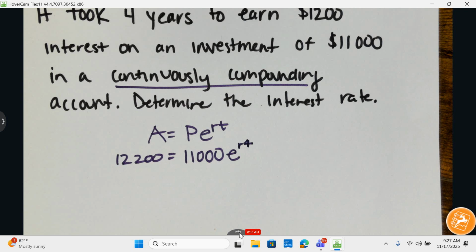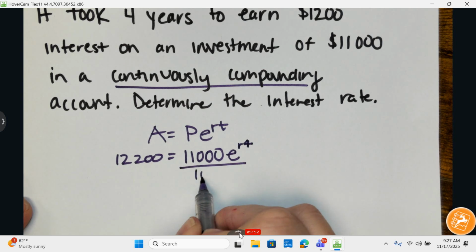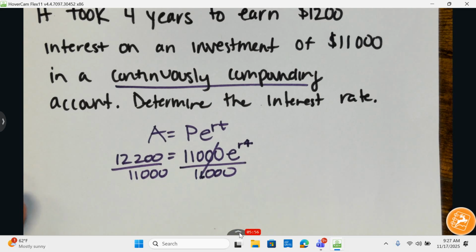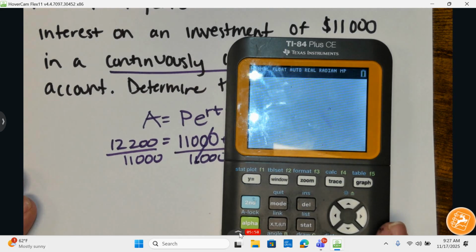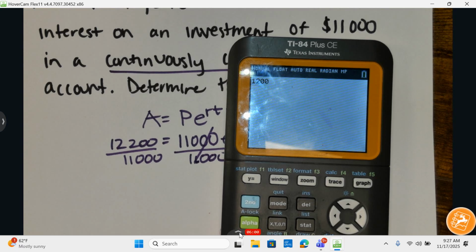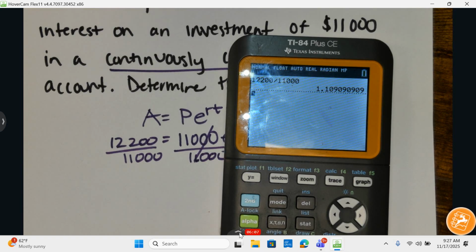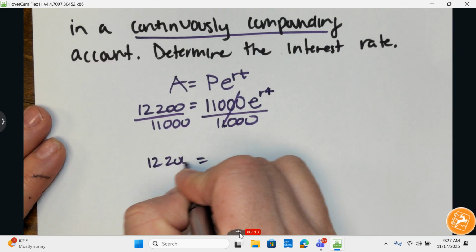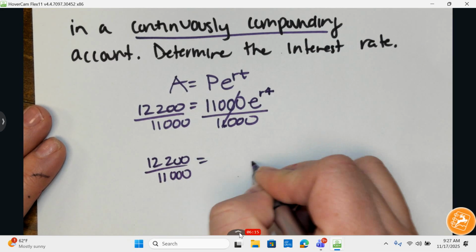We want to figure out what the interest rate is. So I'm going to start by dividing by 11,000. I do not want to round and then round again at the very end. The more times you round, the less accurate it will be. If I take 12,200 and divide it by 11,000, we can see it's not a terminating number. It's not a number that just stops. I would end up rounding here, and I don't want to do that. So I'm going to leave this as 12,200 divided by 11,000.